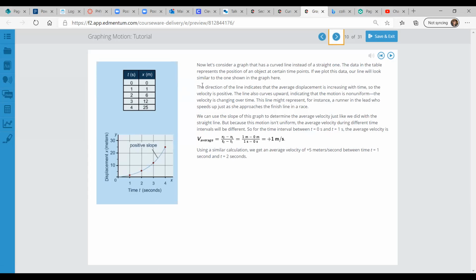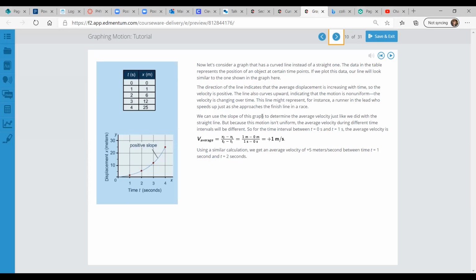However, not all objects are like that. If it has a curved line like this, our line will look not straight. So the slope is still positive, it's still moving up. However, it's not as easy as the previous answer.